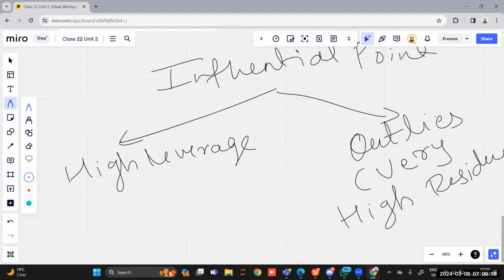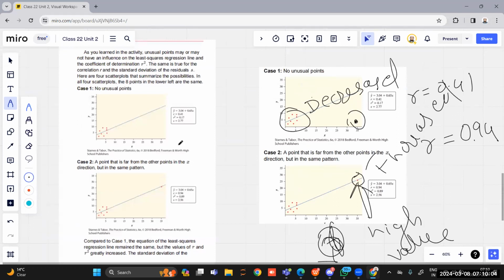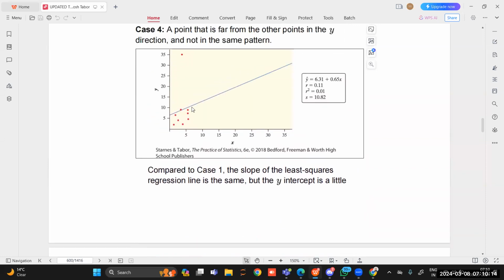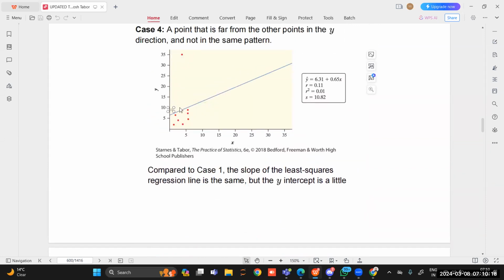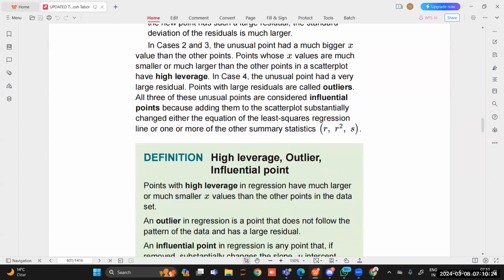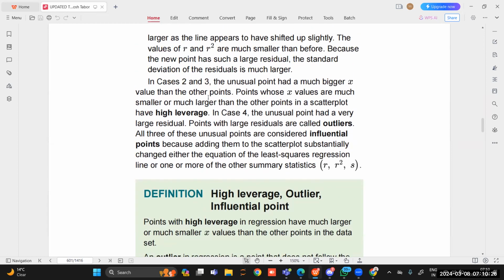A high residual, or we can say a point which is very much far away. This will not be a residual outlier, but this will be an outlier, because it is very much far away from the whole data set. Yes, you can see that it is very much far away from the whole data set. And what is high leverage?